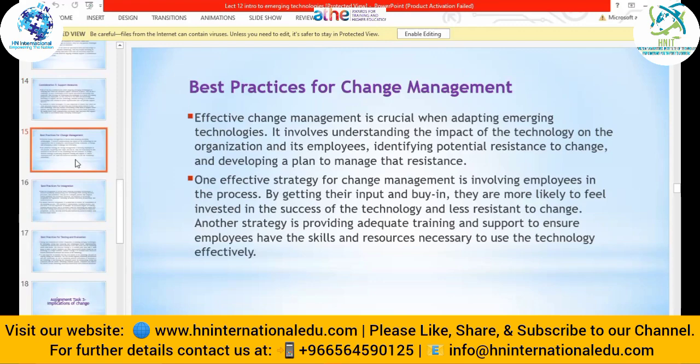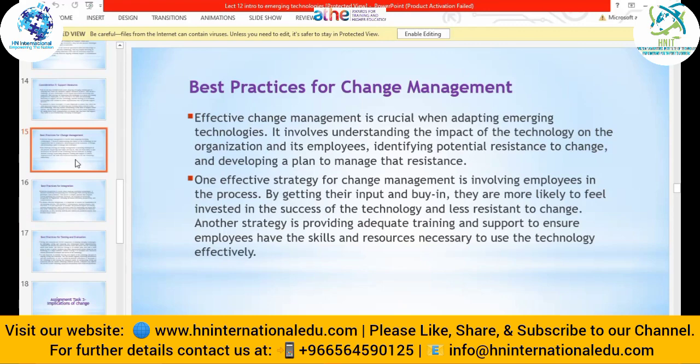Okay, next is best practices for change management. That is, how you will practice change management, how will you adopt that thing? Effective change management is crucial when adopting emerging technologies. It involves understanding the impact of the technology on the organization and its employees, identifying potential resistance to change, and developing a plan to manage that resistance.